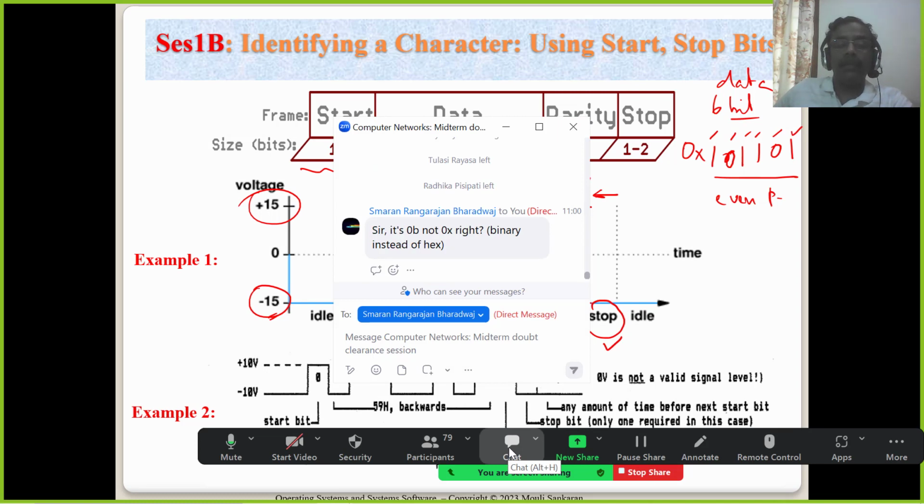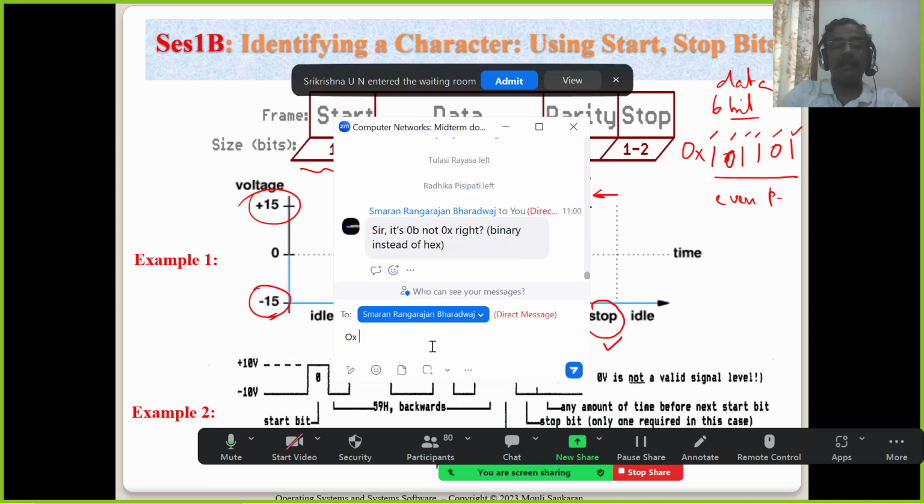Okay, 0b, not 0x, right? Yes, I hope you guys know the C convention: 0x is a hexadecimal value. Sorry, I think I have written it wrong. In the printf, 0x is hexadecimal, and 0b is a binary representation. Okay.